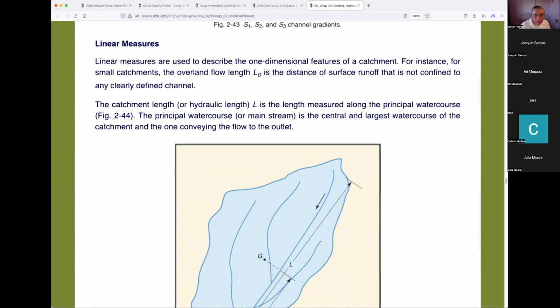Linear measures. Why do we need linear measures? Well, watersheds are not oval or ovoid in shape, not all of them. So we need to develop linear measures because we are looking at the response of the watershed to rainfall, and the response is a function of the linear measures.